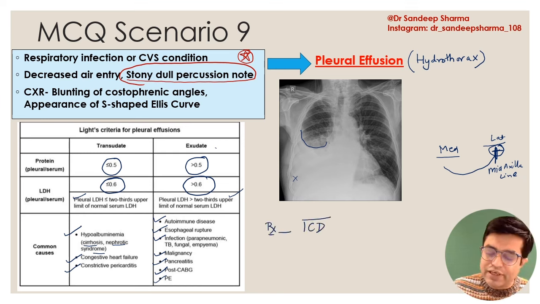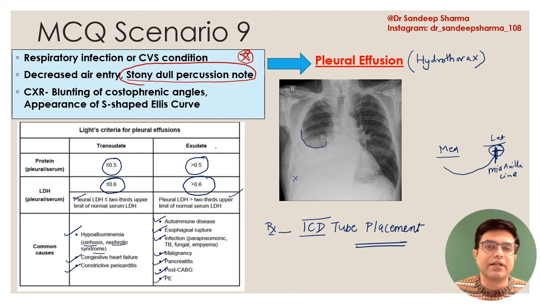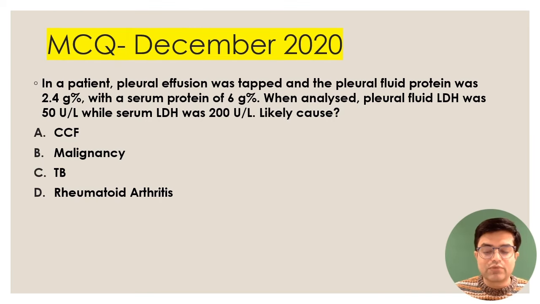So intercostal drainage tube placement on the affected side will be the therapy of choice. You can do it clinically, you can do it under ultrasound guidance as well. Now, look at this question which was asked on Light's criteria in December 2020.